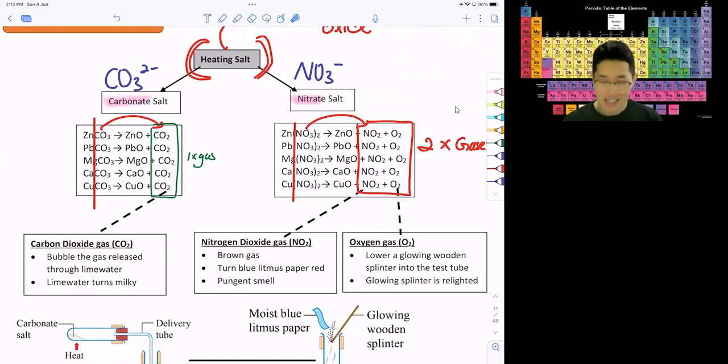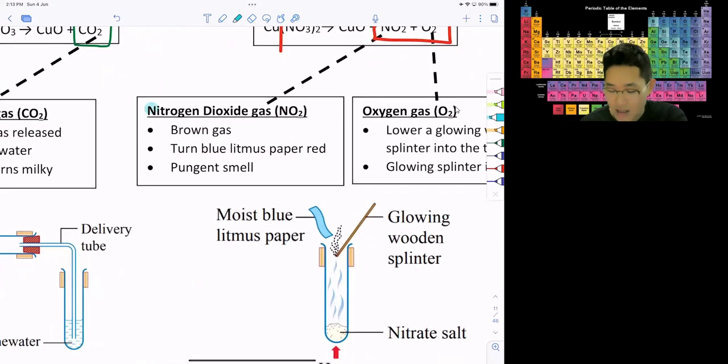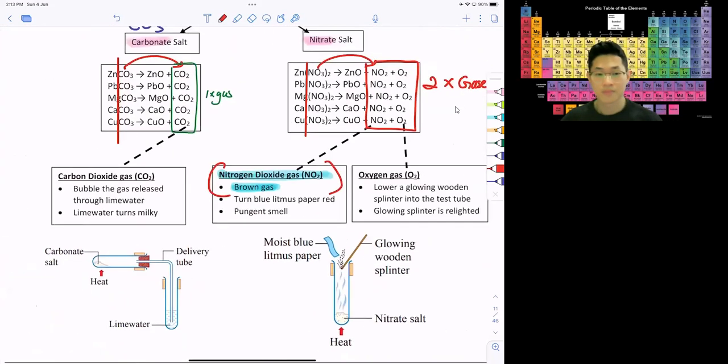Before we do the exercise, you can highlight this part here, which is very important. Nitrogen dioxide gas is a brown gas. This is how you differentiate nitrogen dioxide and oxygen, because they produce two types of gas, right? Which one is nitrogen dioxide? The brown colored one.